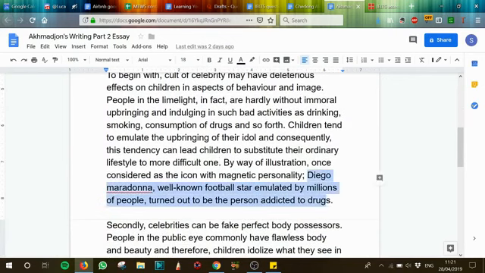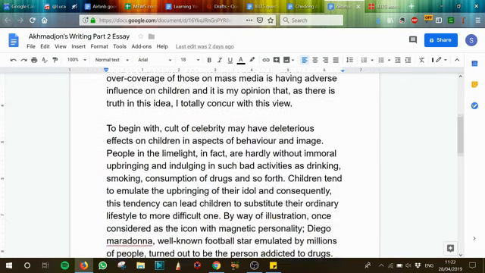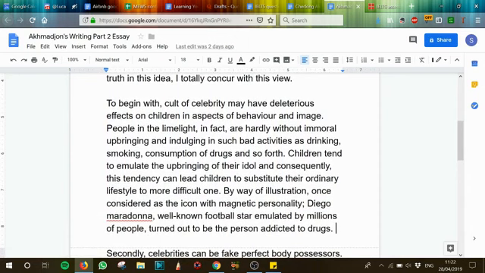But this little part about Diego Maradona, this example, I feel like he could connect this a little bit better to his main idea. Essentially, in this paragraph, Akmajon is saying celebrities behave badly at the start. He's saying children copy celebrities, so this makes sense. And then he says, and Diego Maradona was a drug addict. And I feel like celebrities behave badly, children copy celebrities. That makes sense. That helps me understand.